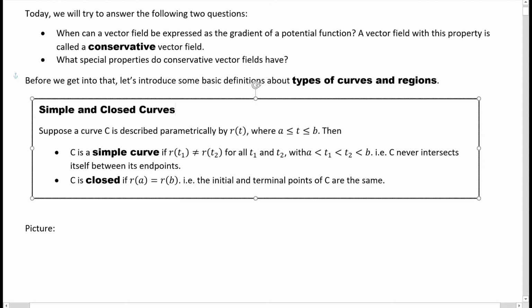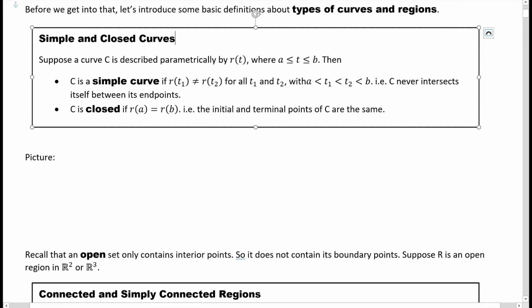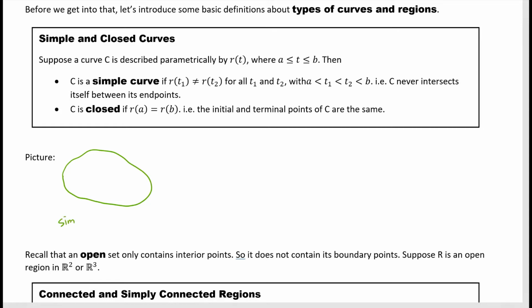Let me draw some pictures. This is the first picture. Is this a simple curve? Yes, it does not intersect itself. So this is a simple curve. And is it closed? Yes, because R of a equals R of b. The terminal point and the initial point are the same. When we say simple curve, we say it never intersects itself between the endpoints, not including the endpoints.